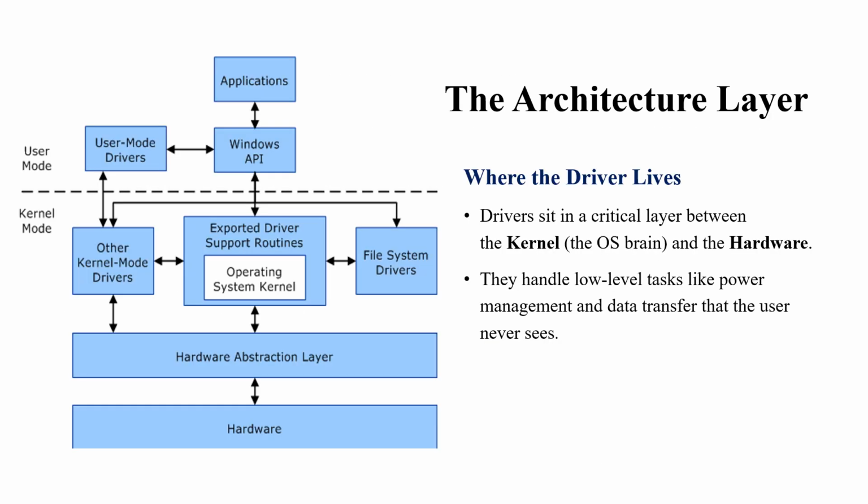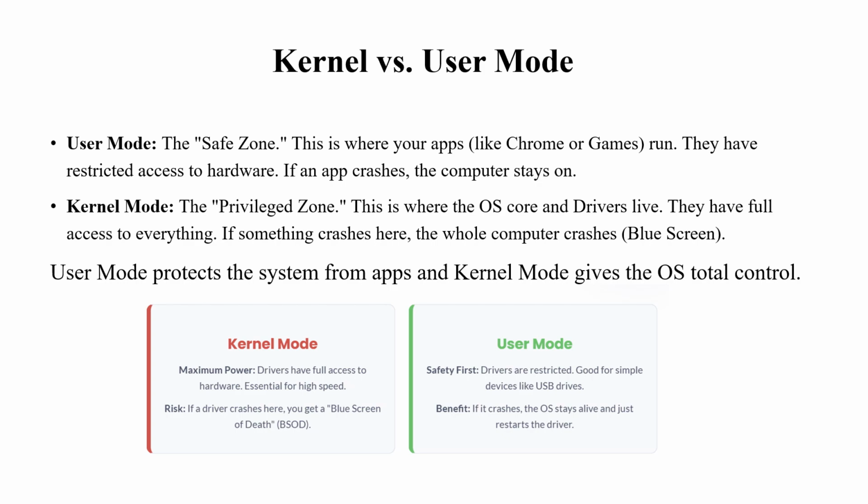Now let's talk about kernel mode versus user mode. This is about safety. User mode is like the lobby of a building. It's where your apps run and it's very safe. But kernel mode is the high security vault. Drivers usually live here because they need full power to talk to the hardware. The downside: if the driver crashes the vault, it takes the whole building down to a blue screen of death.